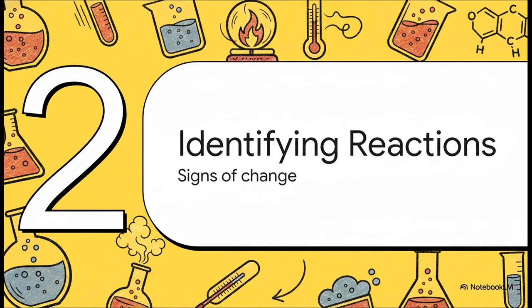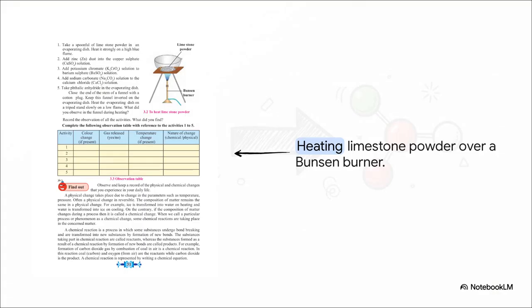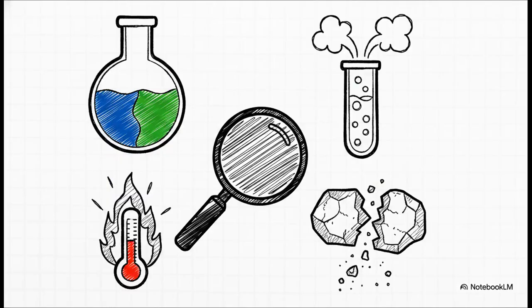Moving on to Section 2, Identifying Reactions, Signs of Change. So how do we know for sure that a chemical reaction has actually happened? Imagine setting up an evaporating dish with some limestone powder and heating it strongly over the bright blue flame of a Bunsen burner. When the early scientists of the 18th and 19th centuries carried out fundamental experiments just like this, they carefully noted every single observation to see if the matter was permanently altering. You see, the trick is knowing exactly what clues to look for.